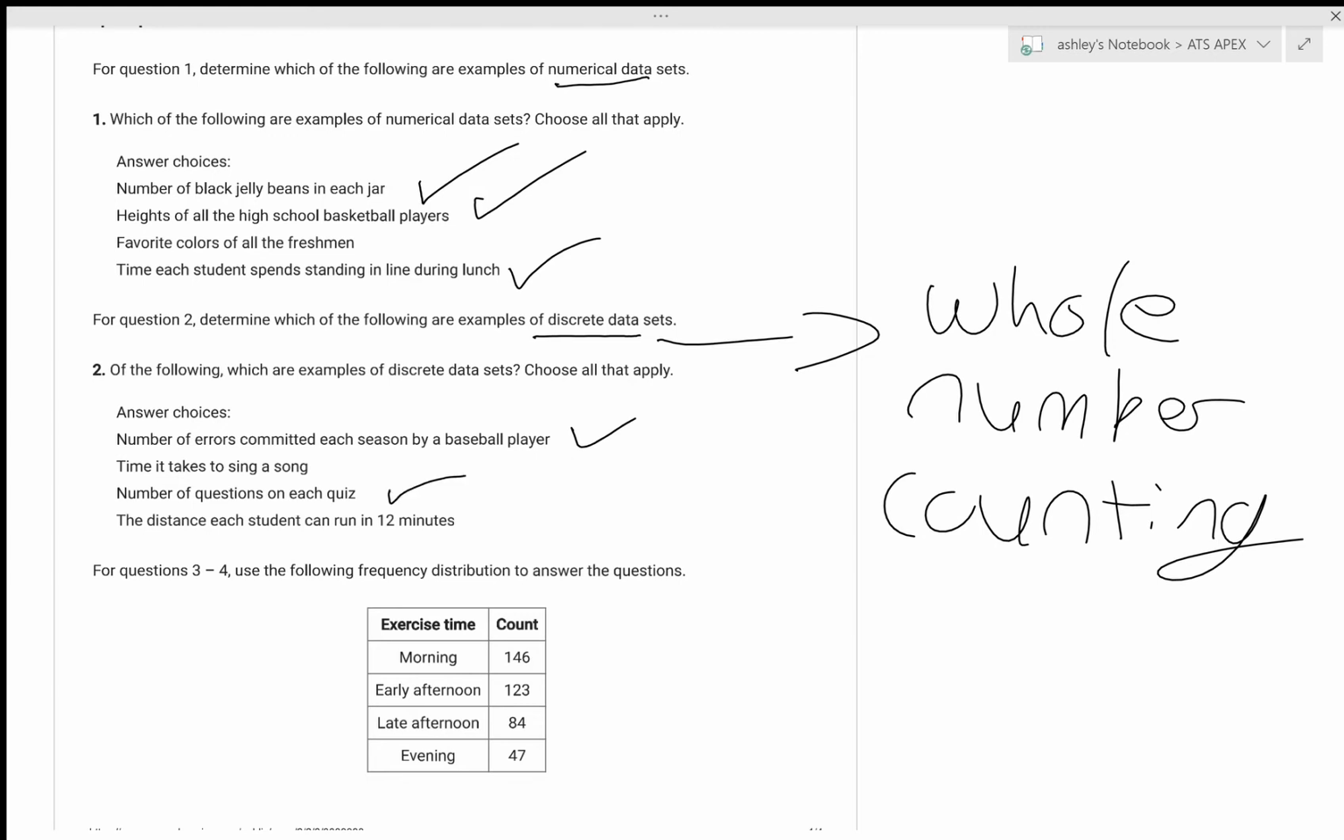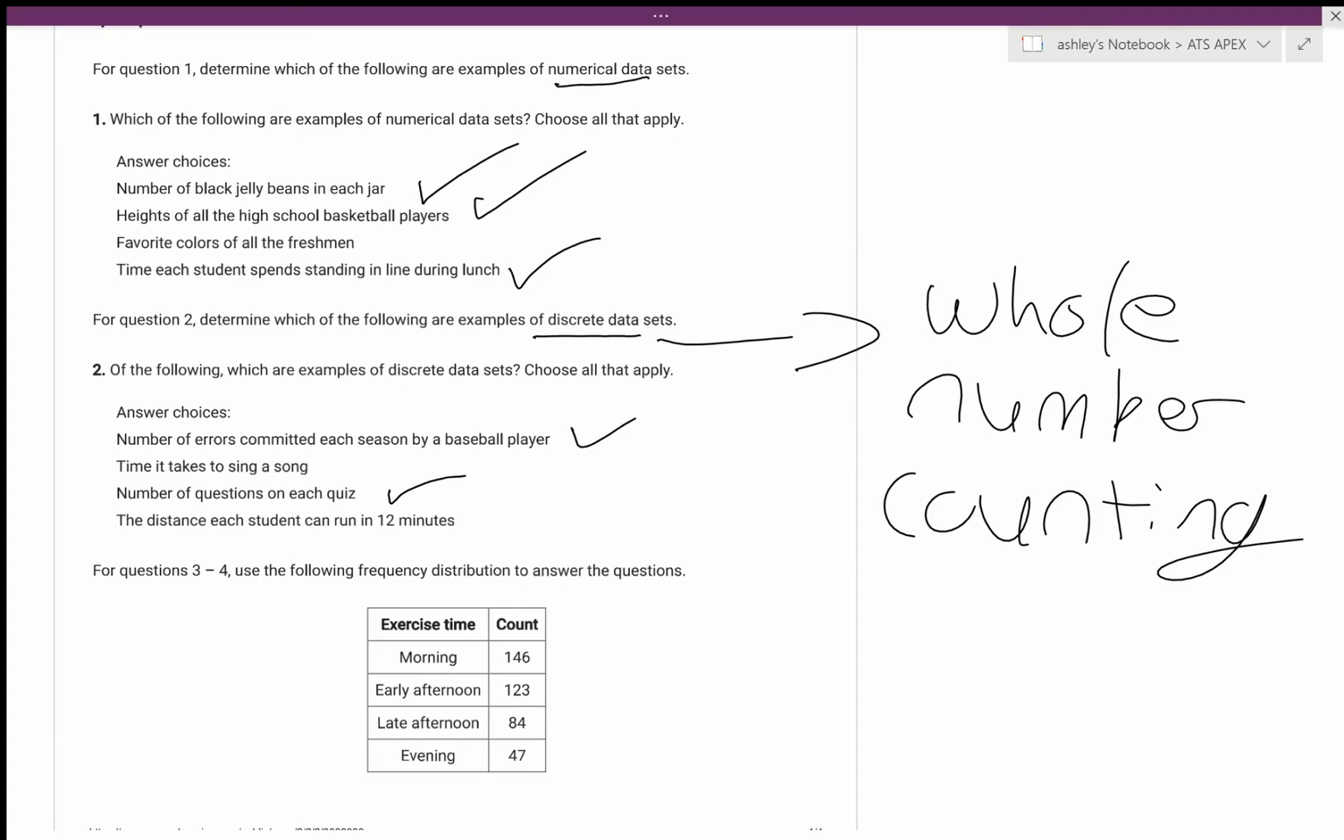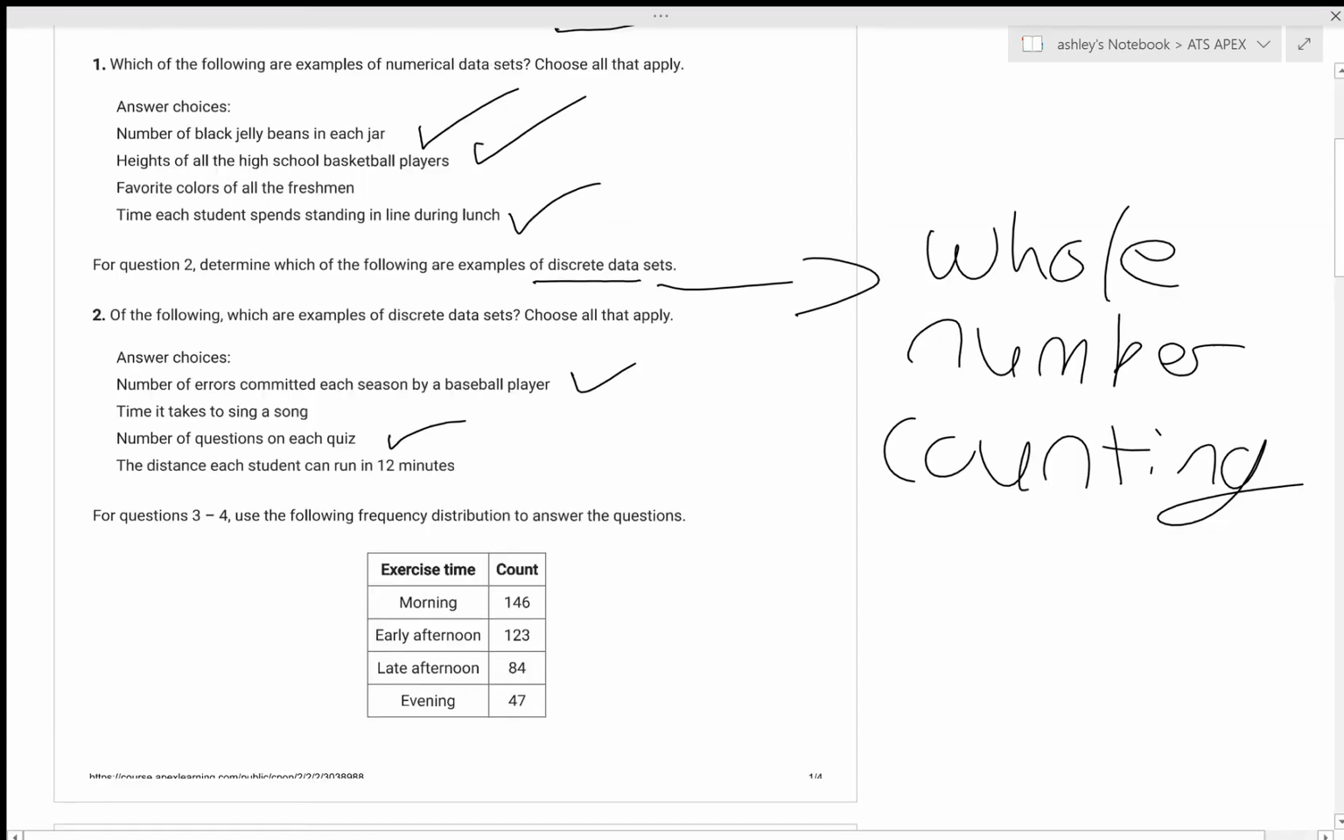And the distance each student can run in 12 minutes, you're all going to run different distances. And they're not distances we count. We'd have to measure it. You went 1.2 miles, something like that. Like, that's awkward. We can't actually count that. We have to measure it. Okay?